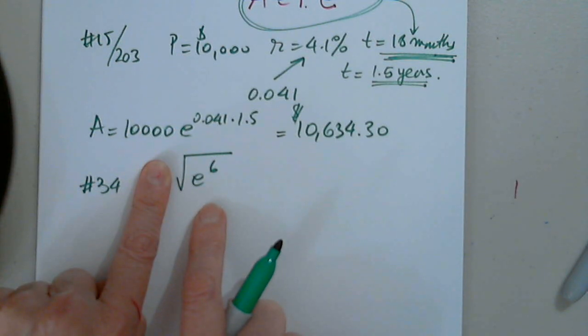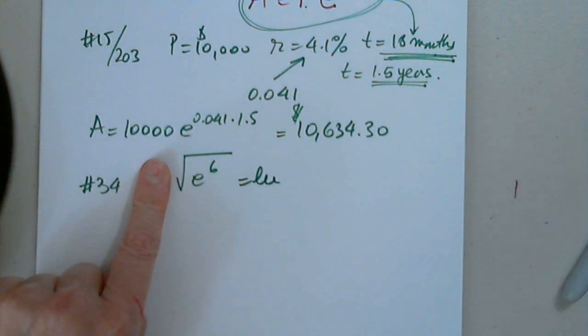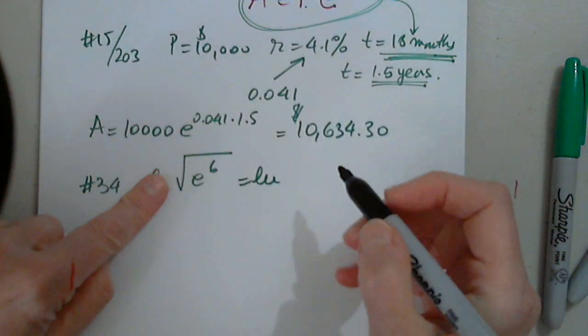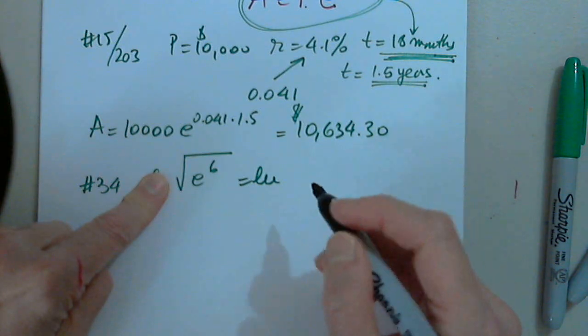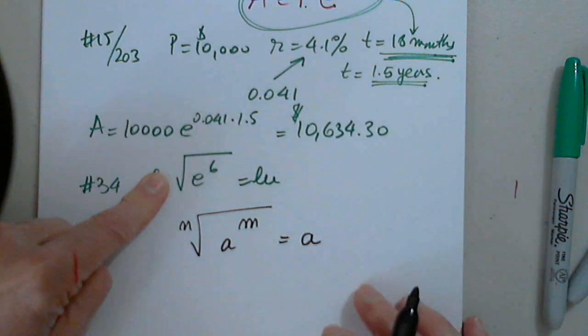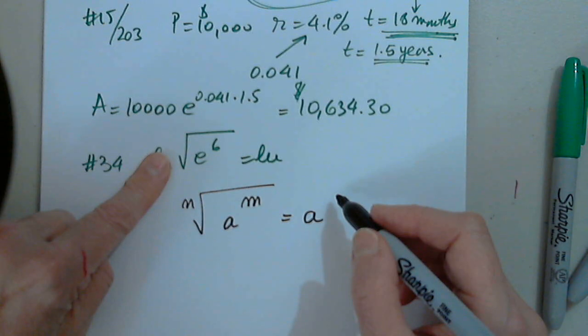Of chapter R, the review. So this is natural log. Can anyone simplify the square root of e to the sixth? We said that the nth root of a to the mth power is a raised to which power? 1/6. Oh, wait, 2/6.